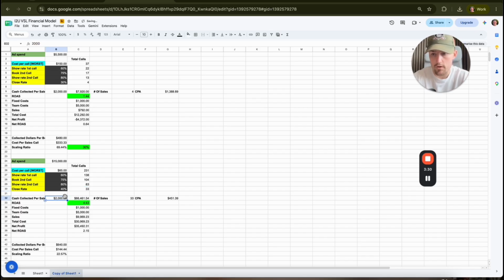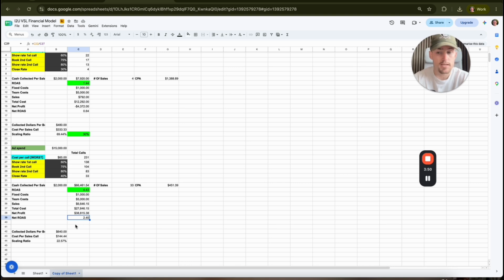We have 33 calls, we're collecting 66K. That means 33 sales and a CAC of $451. That means we're sitting at a front-end ROAS of 4.43 gross ROAS. Then, of course, we have our sales team costs. Let's just keep that at 10% flat. That means that we are profiting 38K and 2.4K or 2.4x net ROAS.